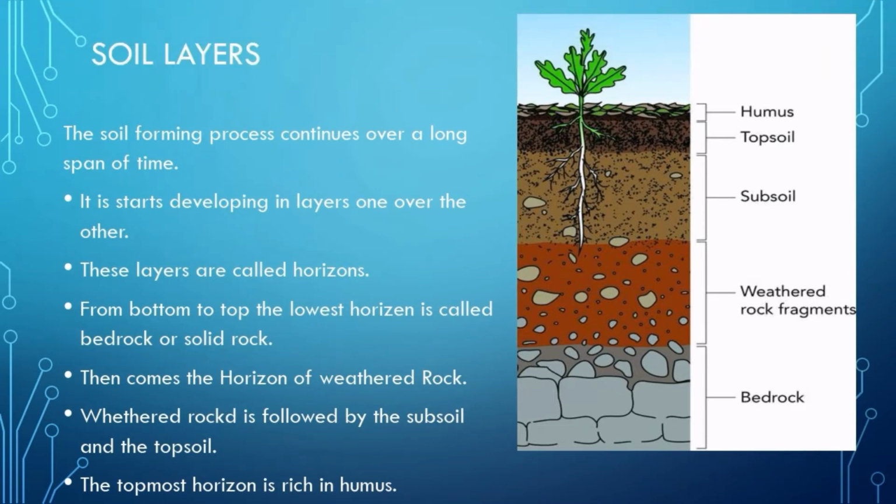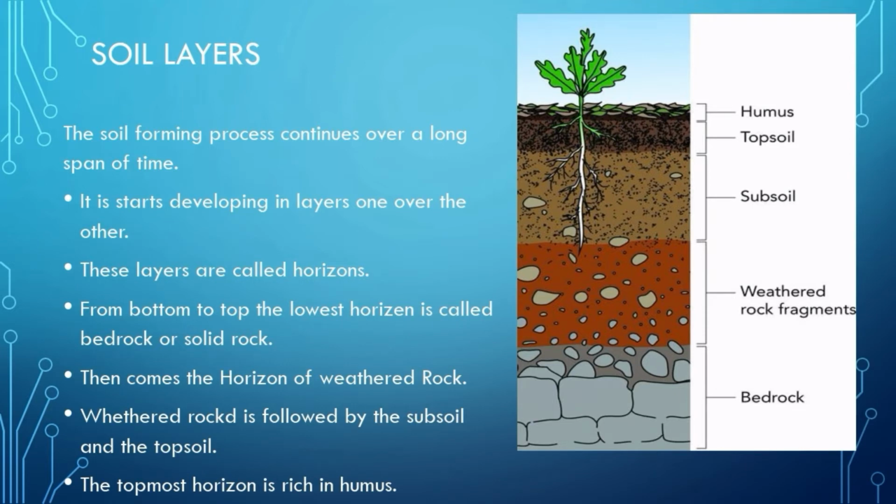Now let's have a look at soil layers in the given picture. Let's start from the bottom. First is bedrock. Second is weathered rock fragments. Then comes the subsoil and then comes topsoil, and on the upper layer we can see humus is there.